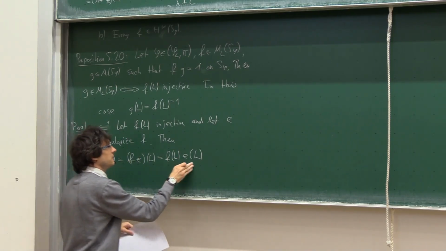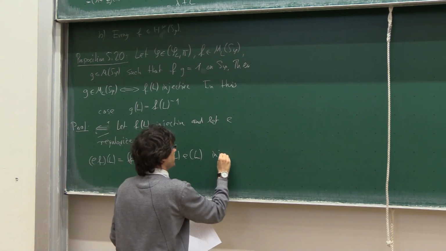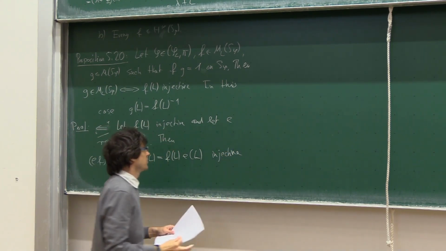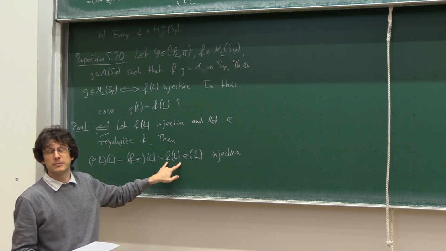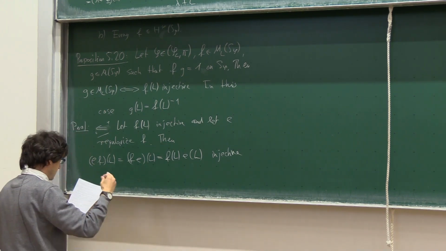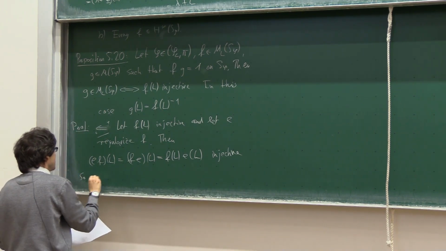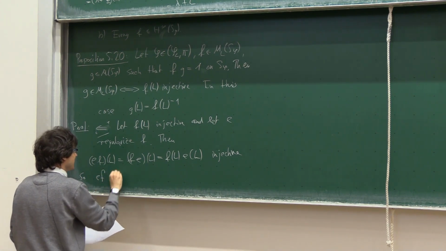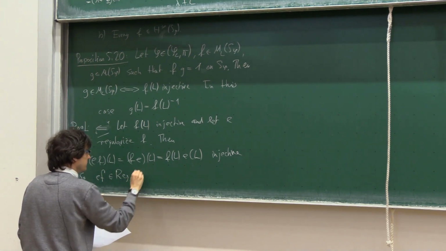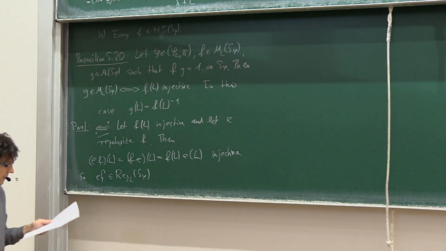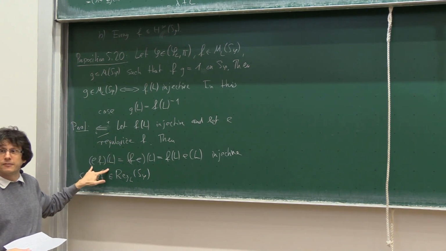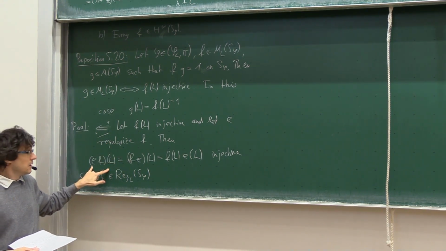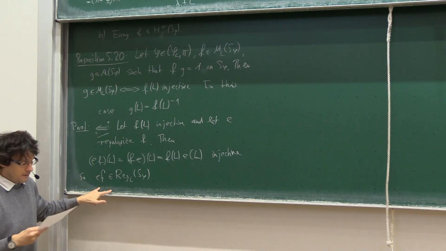And now what we know is this is an injective operator. Because E of L is injective as a regularizer and F of L is injective because it was in the supposition. Okay, so this is injective. So this means that EF is itself a regularizer. Because E regularizes F, so EF is in the Dunford-Rees class. And it's injective, so it's a regularizer.